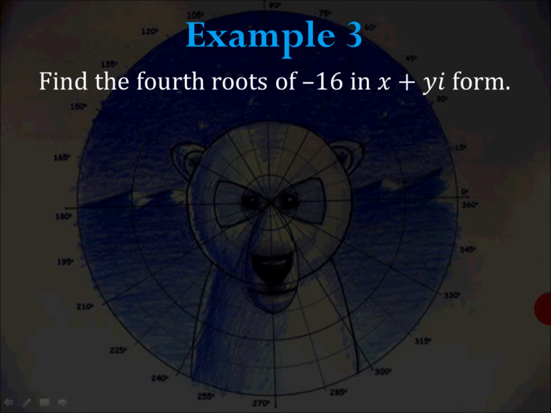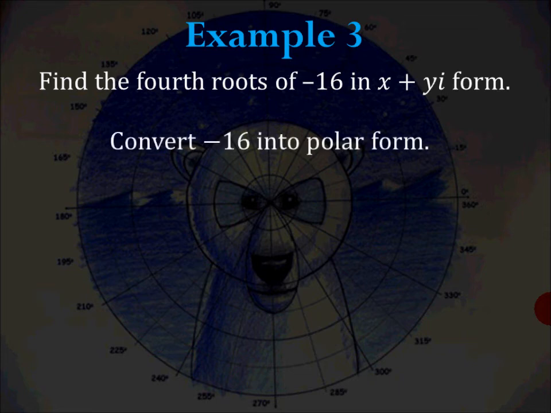Example 3. Find the fourth roots of negative 16 in x plus yi form. Unlike in example 2 where we could leave our answers in polar form, now we have to take an additional step to convert all the numbers from polar form into x plus yi form by taking the sine and cosine of all the angles. So let's do this problem together, or if you want to try it yourself and come back and see if you did it correctly, you can do that.